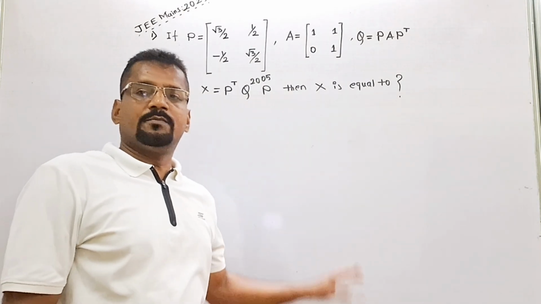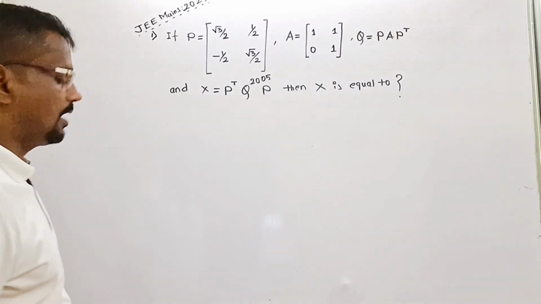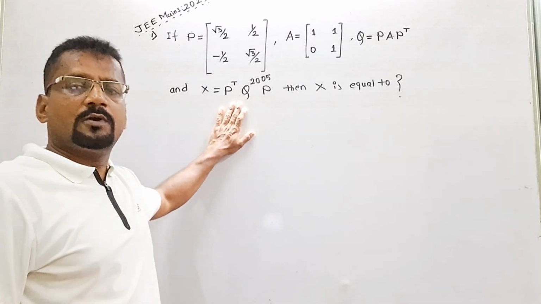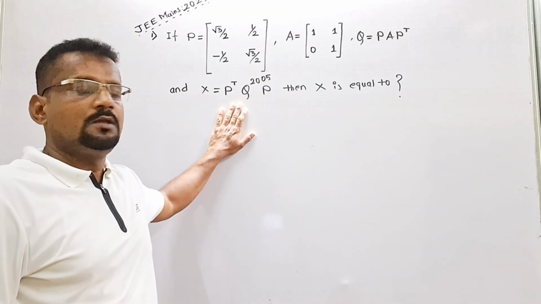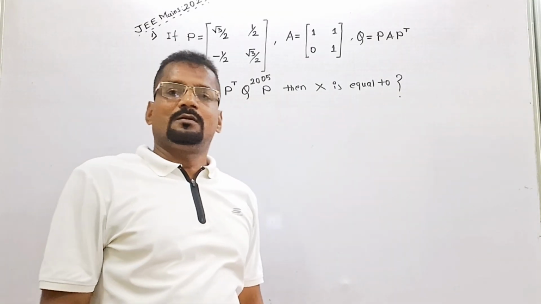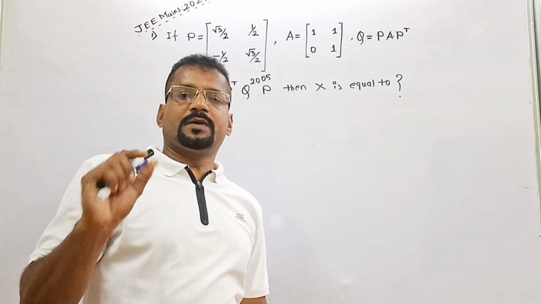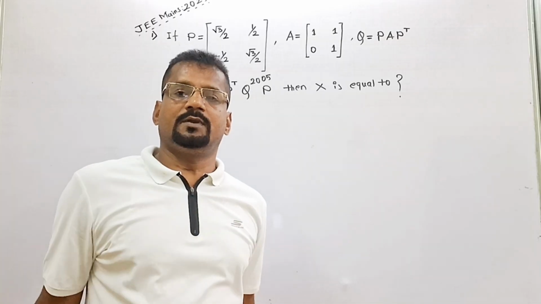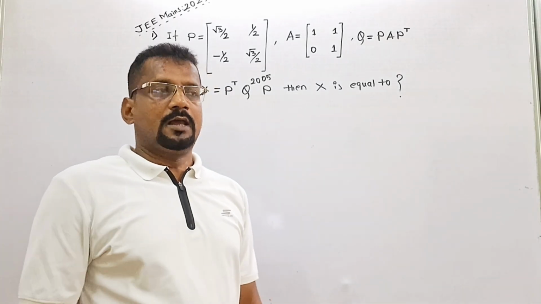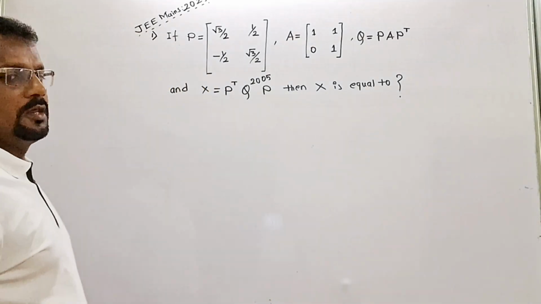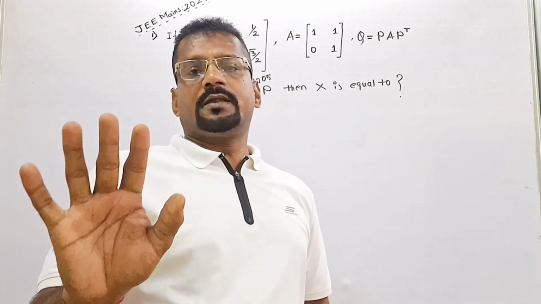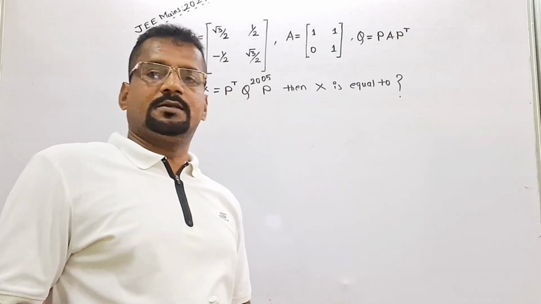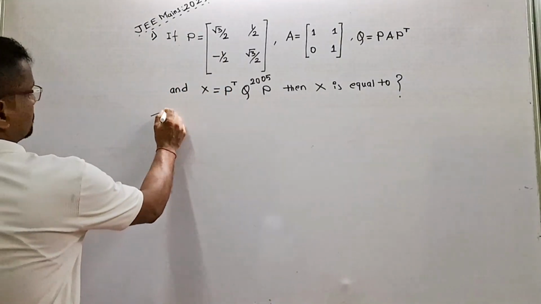Options are given, but I have not written the options here. Now how to solve this? First of all, Q to the power 2025 means that there is some pattern. If you multiply Q 2 times, 3 times, 4 times, definitely you will get some pattern. And before that, you have to find out the product of P and P transpose, which is going to be an identity matrix. Let's solve it.